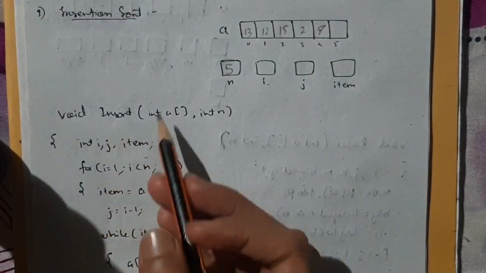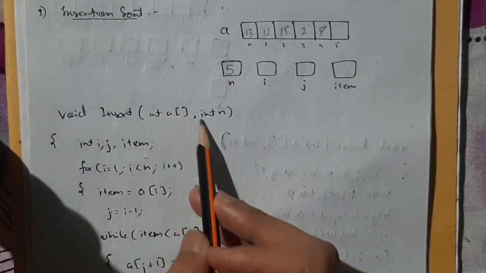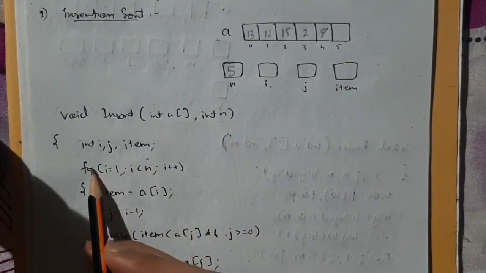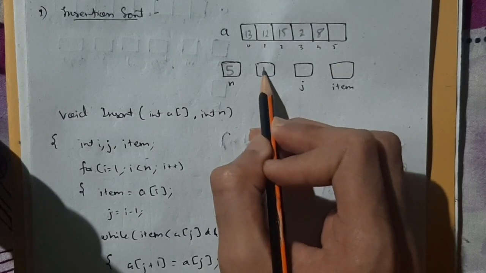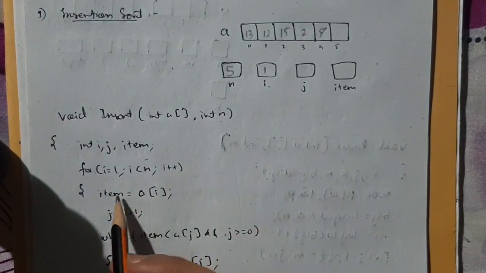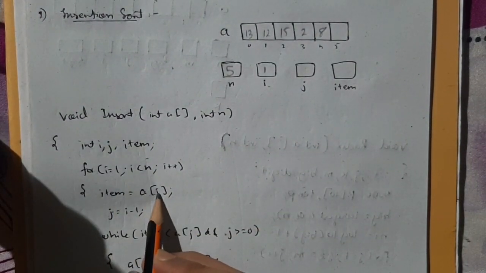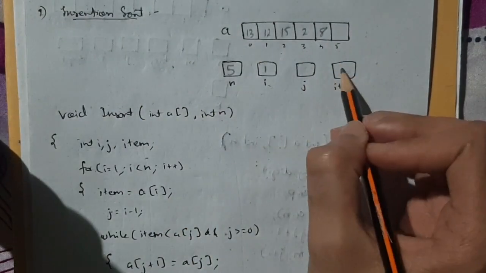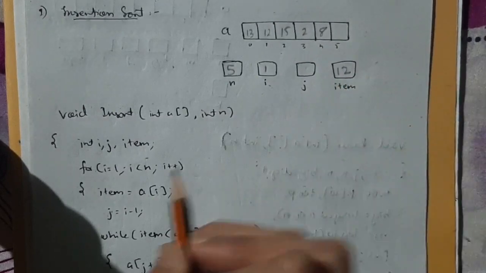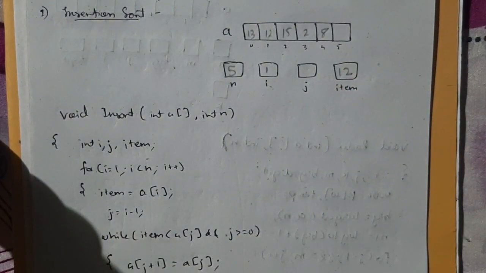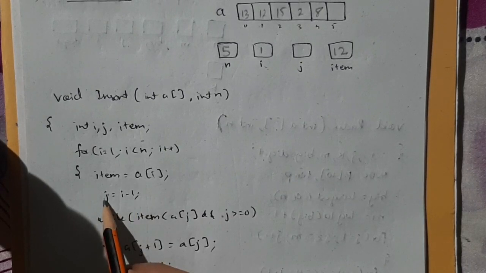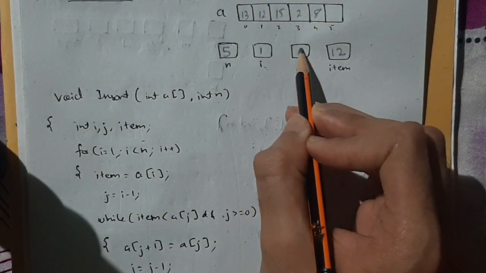Now coming to this part, in sort, int a and int n, int i, j and item. Now i is 1 first, initially i is 1. Then next item is equal to a of i. What is a of i? A of i is 12. So item will be 12. Next j is equal to i minus 1. i is 1, so i minus 1 is 0. So j is 0. Alright.